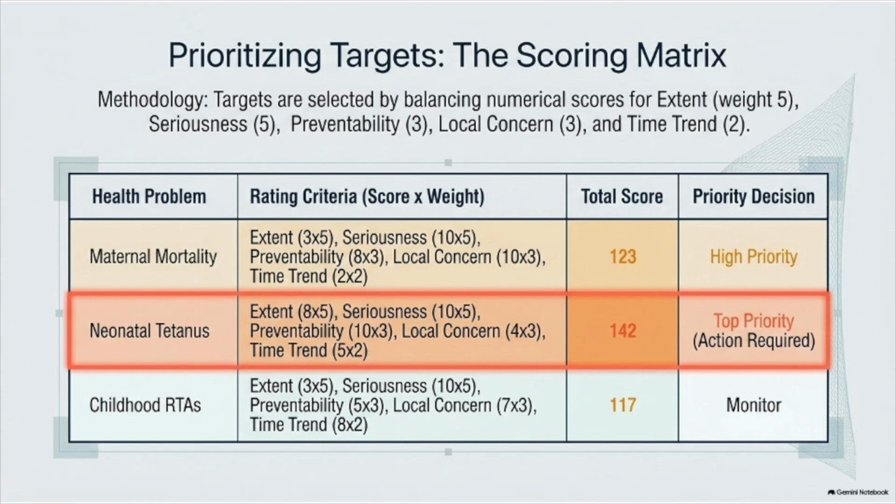Prioritizing targets for intervention uses a scoring matrix where health problems are rated on extent, seriousness, preventability, local concern, and time trend, each carrying a different weight. Looking at three examples, maternal mortality scores 123 and is rated high priority. Neonatal tetanus scores 142 and is rated top priority, requiring immediate action. And childhood road traffic accidents score 117 and are simply placed under monitoring. This scoring system helps decision makers balance urgency against available resources.